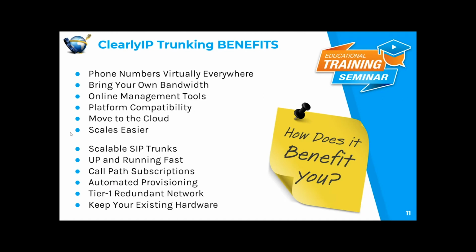Tier 1 redundant network. Our trunks are backed by a fully geo-redundant infrastructure, providing industry-leading business continuity for your business communications. And scalable SIP trunks. You're going to pay only for the connections you need without risk of rejecting calls by enabling on-demand capacity. So if your call volumes increase, you're still covered.